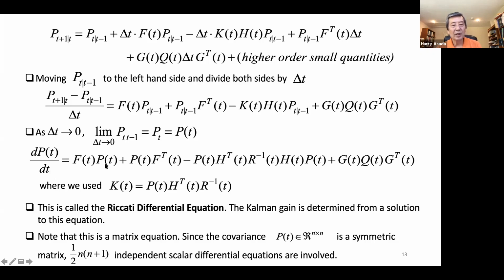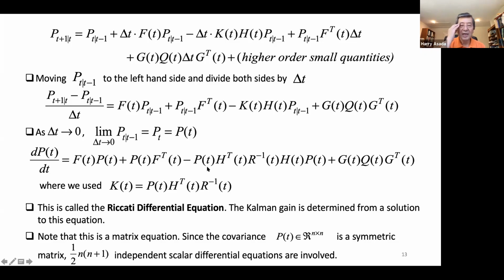And here it's actually replaced by PT. Then this one replaced by PT and the F transpose, right? Here I use the KT as a PT, HT, R inverse sitting here, and then actually combining this, this term is obtained, and then this one results in this. So this is actually a differential equation that is to determine PT.